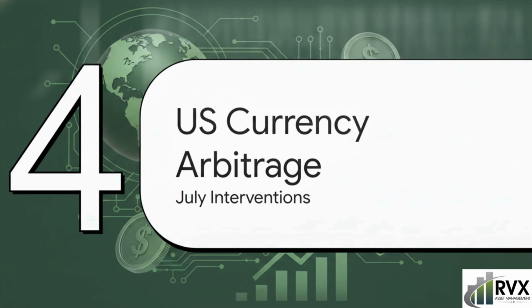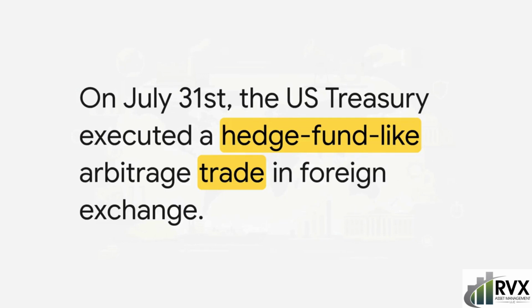July 31st, market interventions. This seamlessly connects right to our domestic policy discussion. If the U.S. is structurally comfortable with a shifting, weaker dollar, it sets the stage for some incredibly aggressive international moves. Just 2 days after that confusing Fed meeting, on July 31st, the U.S. Treasury stepped in and executed what Zucaro calls a hedge fund-like arbitrage trade in the foreign exchange markets.